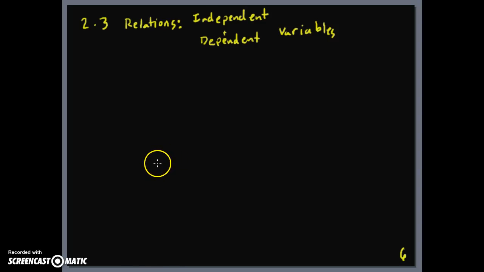Today's video is going to cover lesson 2.3. This is the final relations lesson, and specifically we're going to look at the independent and the dependent variables and how to identify them in different relationships.